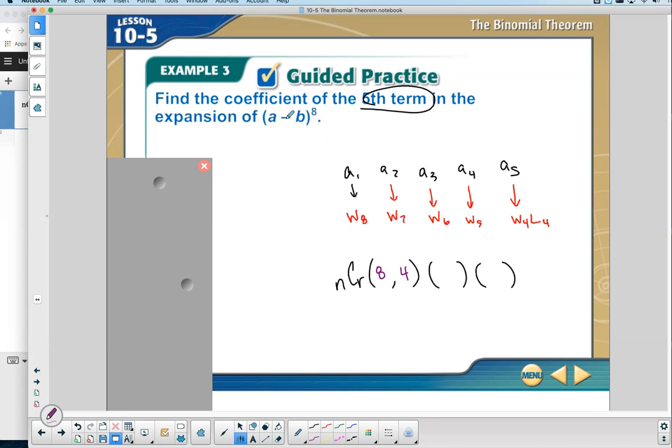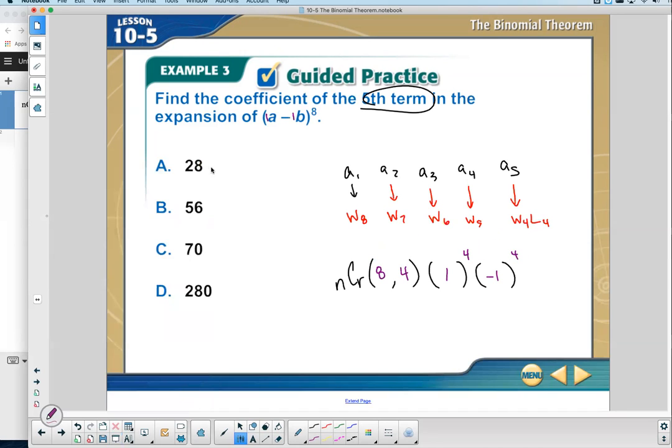It won't work. You have 1a and negative 1b. 1a, negative 1b. And we said 4 wins, 4 losses. So you put that there. If you type that in the calculator, you should get the correct answer.